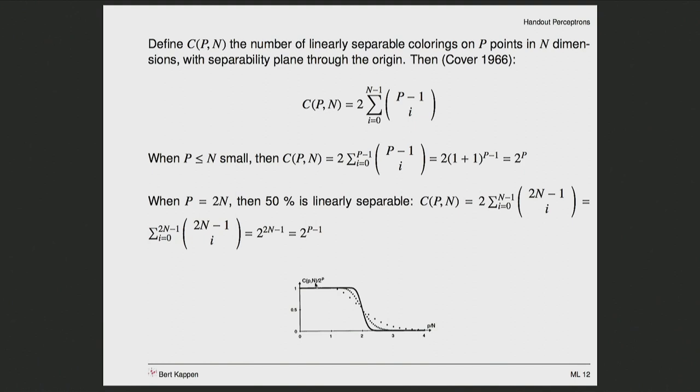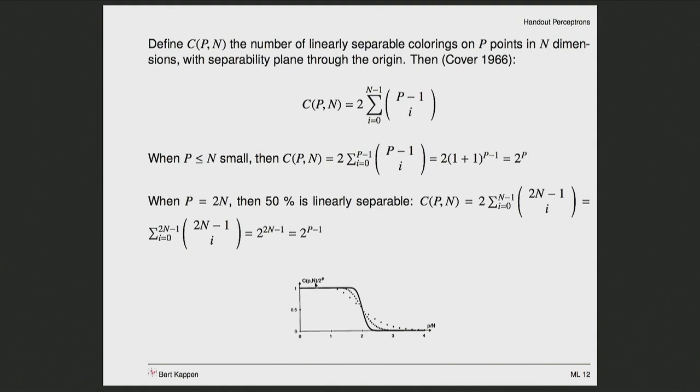I'm not going to go through the details of the math, but if p is smaller than n, it turns out that this complete sum over all these factorial terms is equal to 2 to the p minus 1. So the whole thing is 2 to the p. So if p is less than n, you will find that all problems are linearly separable.